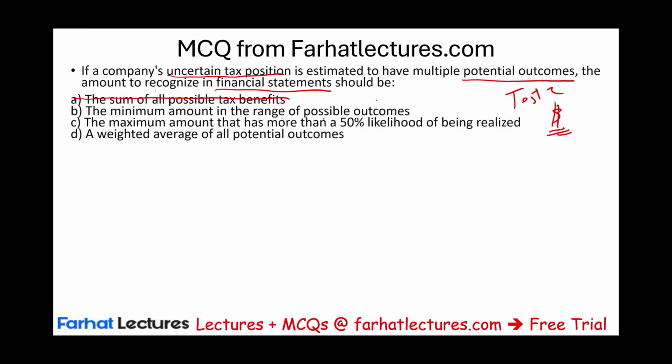The minimum amount in the range of possible outcomes. Well, not the sum and not the minimum. The sum is everything and the minimum is the minimum. The maximum amount that has more than 50% likelihood of being realized. Yes, the maximum amount that has more than 50% likelihood as a cumulative probability of being realized. That's what you will record in the financial statement. A weighted average of all potential outcomes. No, you don't get a weighted average. So the answer is C.